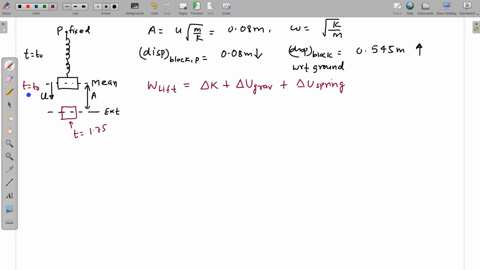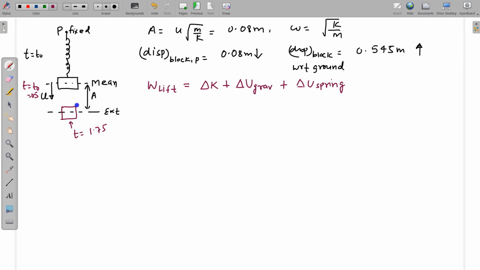This is t is equal to 0.5 second, and this is at t is equal to 1.75. It is at the extreme position, its velocity is 0. Its velocity is 0 with respect to this point P. It is not 0 with respect to the ground.